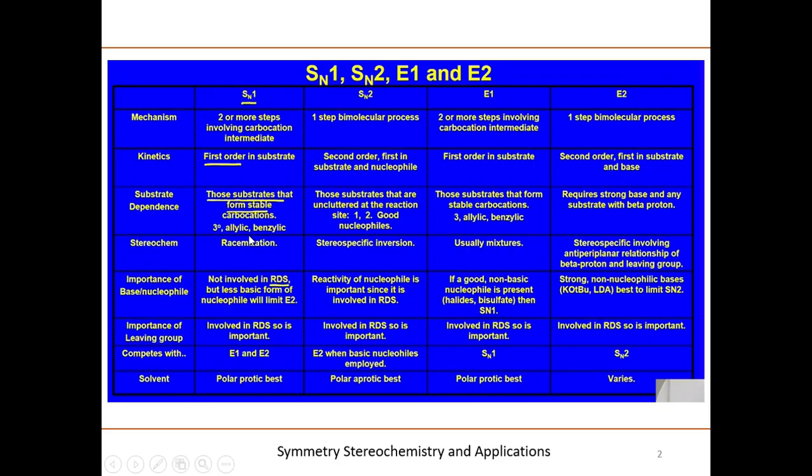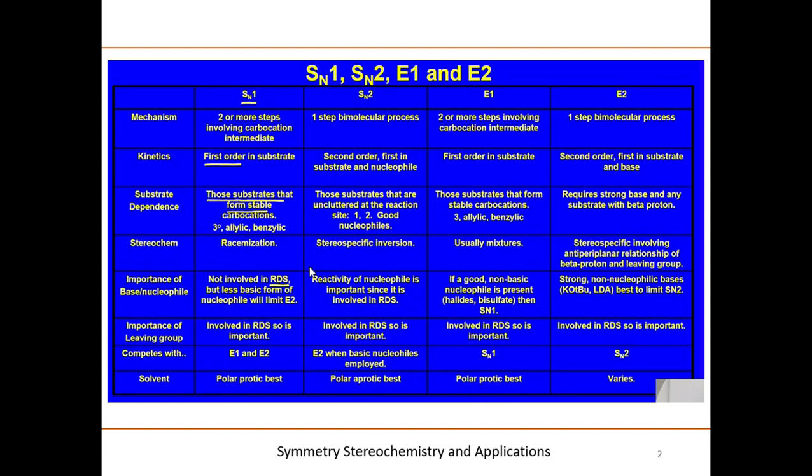The stereochemistry obtained by this reaction is racemization, meaning both product possibilities are there. The nucleophile is not involved in the RDS, and a less basic nucleophile is needed, while a strong base favors E2 elimination. This reaction involves the rate determining step as the first step, and it competes with E1 and E2 elimination reactions. What is meant by compete? It means that along with the SN1 product there is a possibility to get the E1 and E2 product also, and this is more favorable in polar protic solvent.